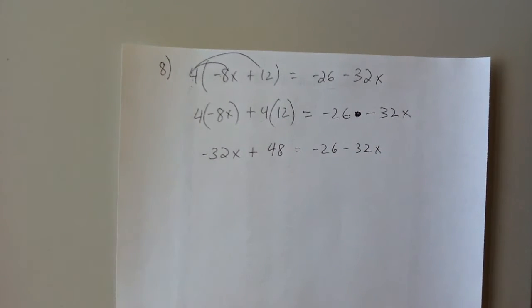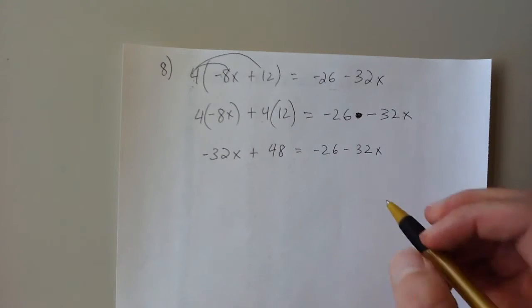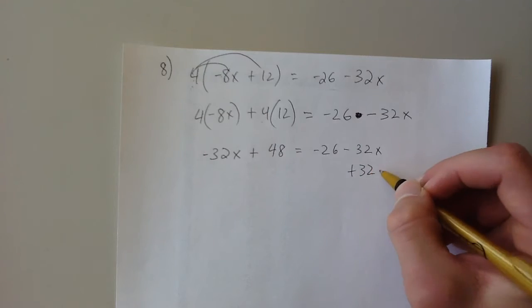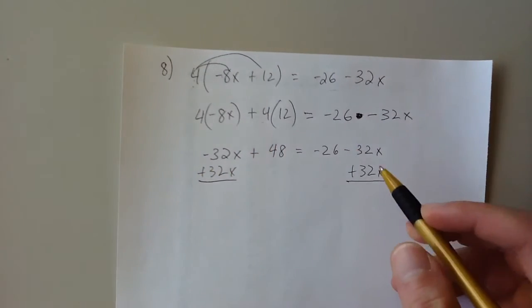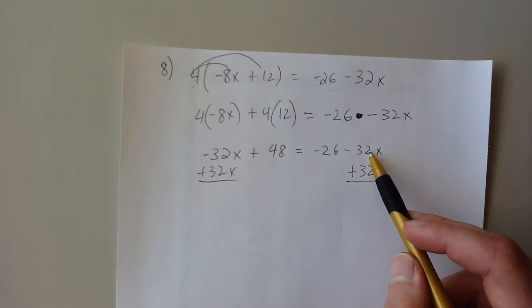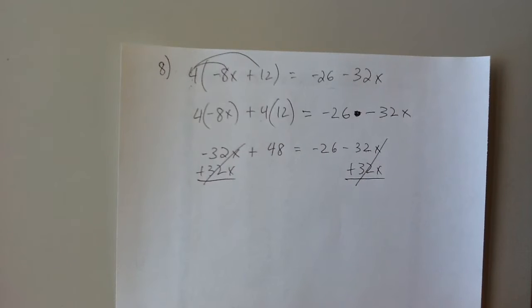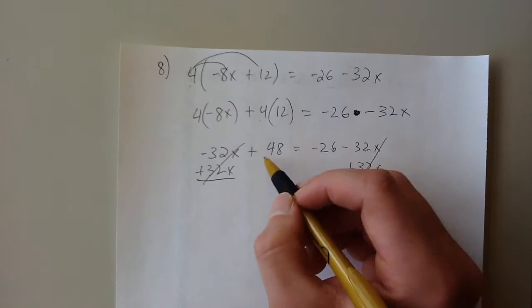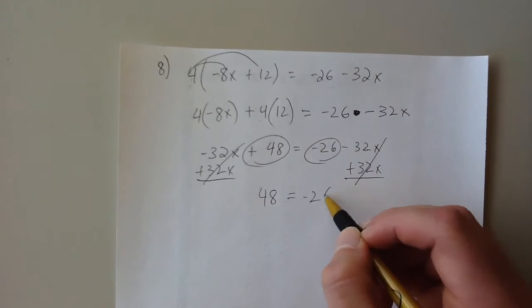All right, so it doesn't matter what side you choose to get your x terms on, but let's get them on the left. So if I add 32x to both sides, as you can see, those are going to cancel because negative 32x plus 32x is 0. And so both those x terms are gone. So all you're left with is 48 is equal to negative 26.